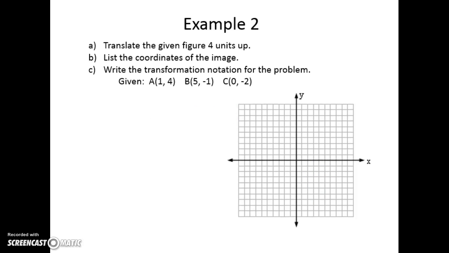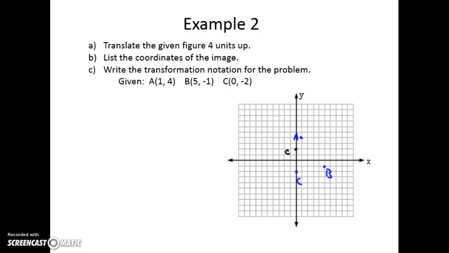So here's another example. Make sure you push pause and try this on your own. This time we want to translate the image 4 units up. So we're given A, which is 1, 4. And always plot your points. B is 5, negative 1. And then C is 0, negative 2. And then I want to move this 4 units up. So I'm going to take each point and just move it up 4. So we can just count 1, 2, 3, 4.